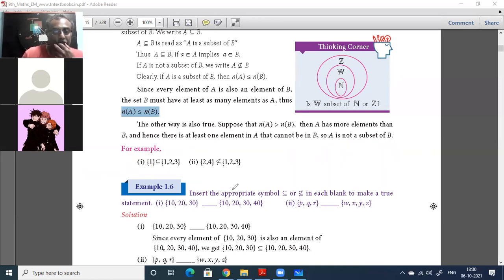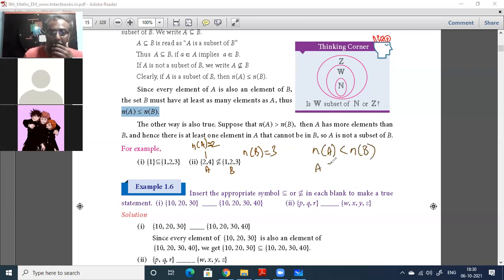{2, 4} is not a subset of {1, 2, 3}. Here, what is n(A)? This set is A, this set is B. No, I'm not asking what are the elements of A. I'm asking what is n(A), the cardinality of A. 2, uncle. What is the cardinality of B? 3. Here n(A) is less than n(B).